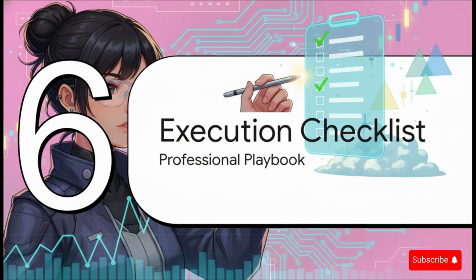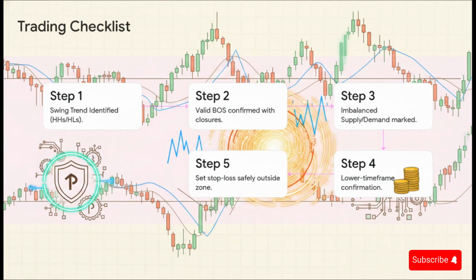All right, let's bring it all home with Section 6, Execution Checklist. Here's your actionable professional playbook. Seriously, you might want to screenshot this and run through this exact sequence before every single trade. 1. Is your major swing trend identified? 2. Do you have a valid break of structure, confirmed by actual candle closers, not wicks?